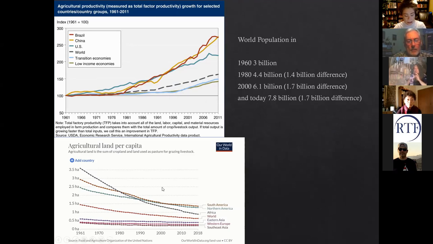And if you look at the graph below, we see that the amount of land that we are using per capita has actually decreased because we've increased our efficiency. And this is including cropland. So we aren't really hitting our carrying capacity. We're nowhere near hitting our carrying capacity today.